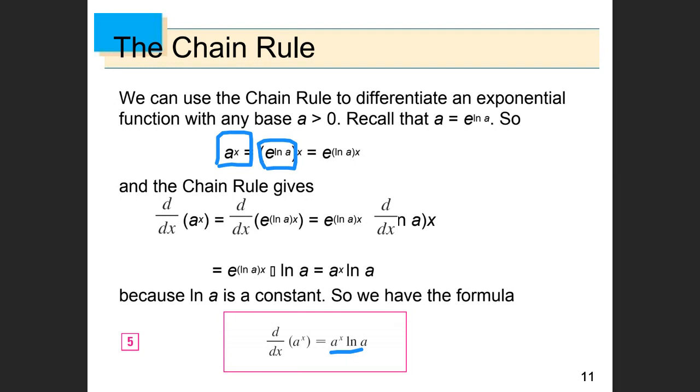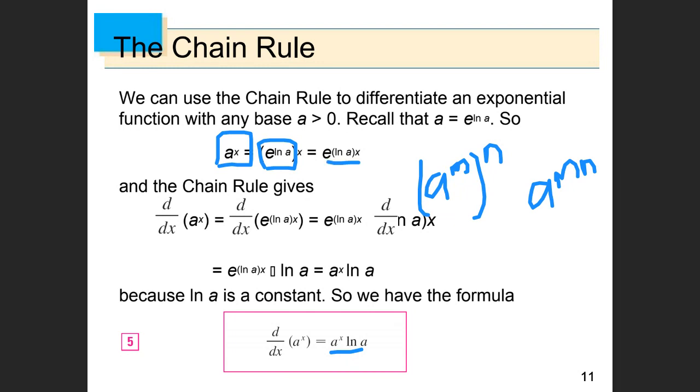Remember, I'll just show you what we did there. If you have a to the power m, and then you raise that to the power n, you're allowed to say that this is just a to the power m times n. Because they're both powers, you're allowed to multiply them. So it's basically what we did here. It's just ln of a times x.